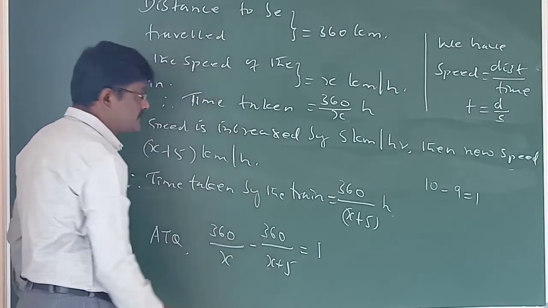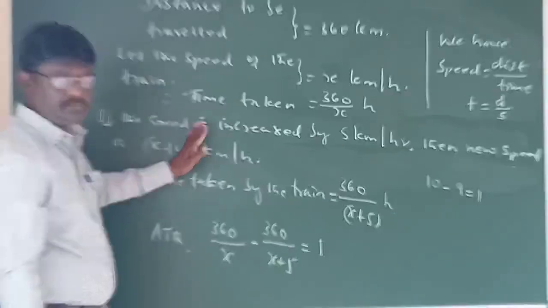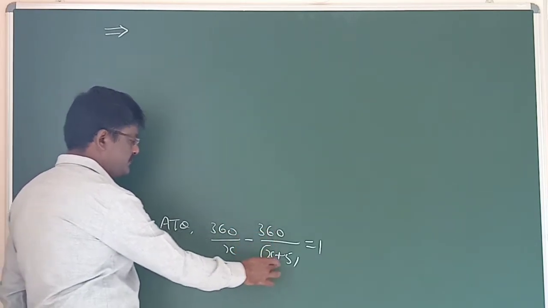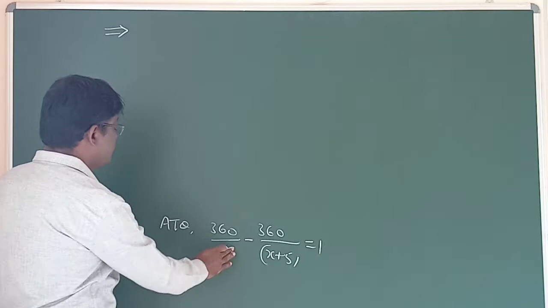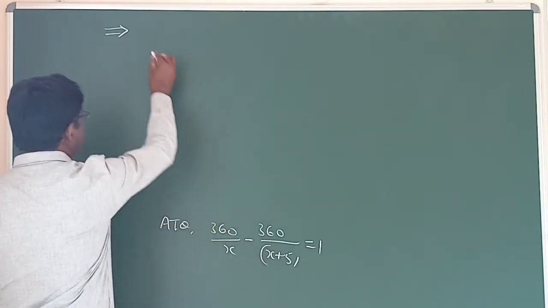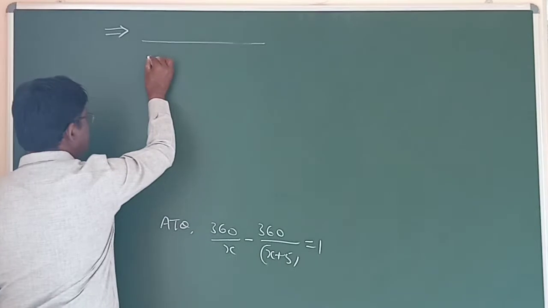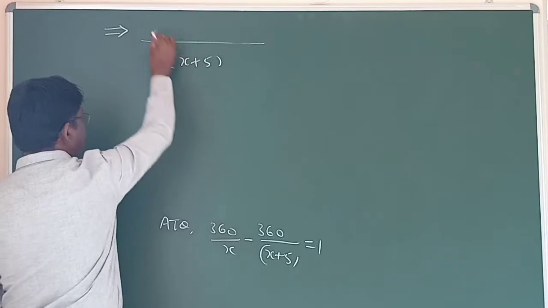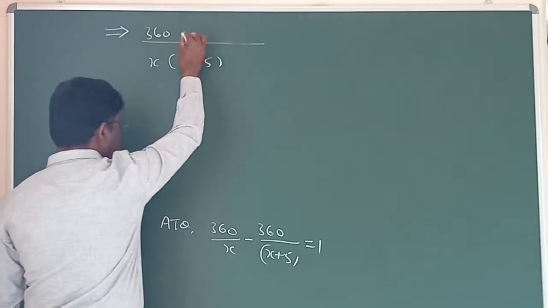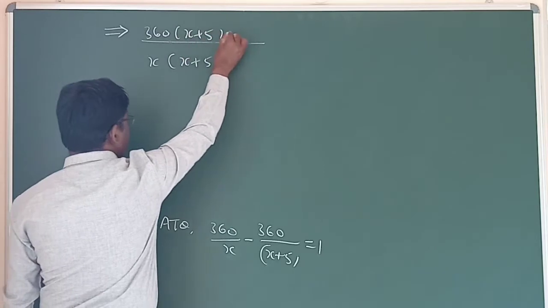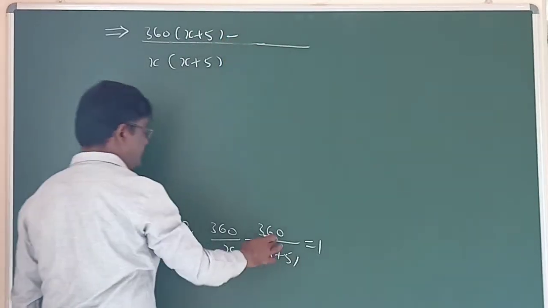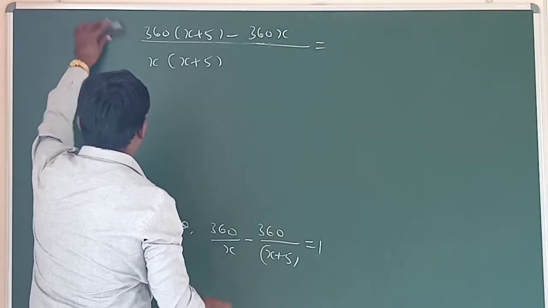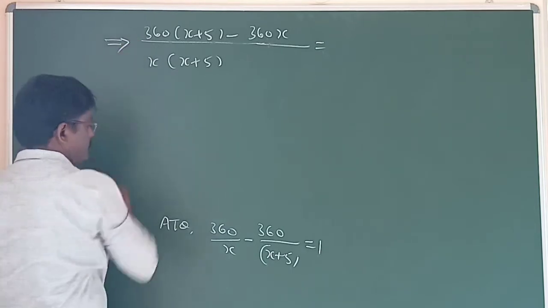Now we shall reduce this into the standard form. Therefore, 360 by x minus 360 by x plus 5 equals 1. Now let us simplify this by taking the LCM of these two, which is the product of these two. Then the denominator gets cancelled: 360 into x plus 5 minus 360 into x equals 1.